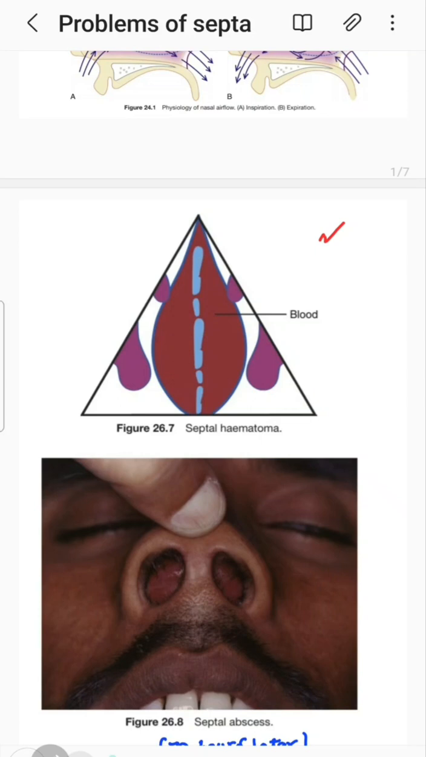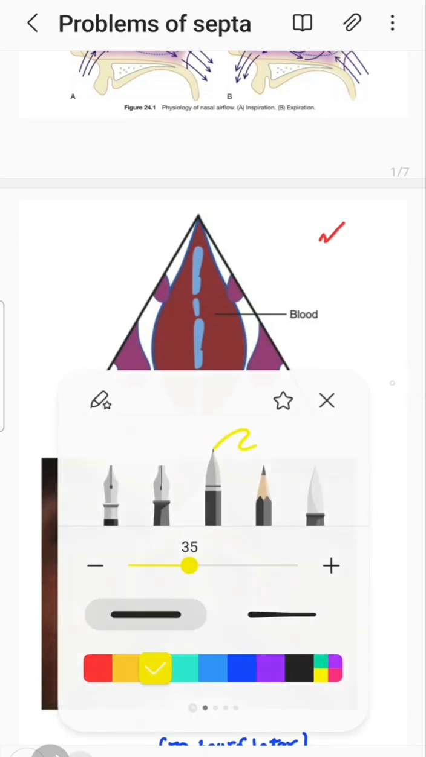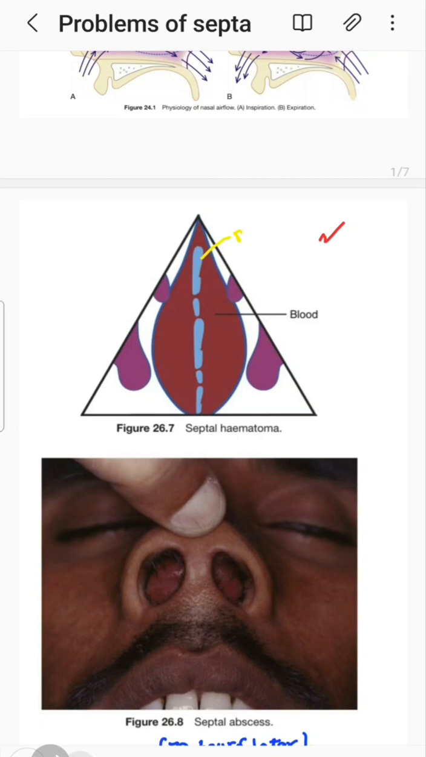This is basically, let me change my color, the nasal septum. These are the middle and the inferior turbinates, and this layer is the layer of the mucoperichondrium. In between the nasal septum, and probably because this is the initial part of the nose, the initial part of the nose is that of the cartilage. So this must be the mucoperichondrium. In the later part of the nose, it can be mucoperiosteum, and here the blood has collected.